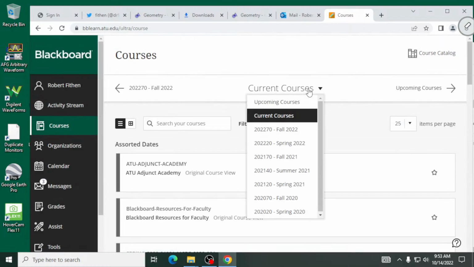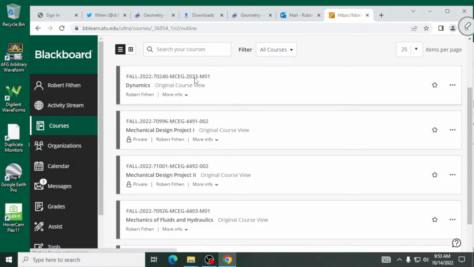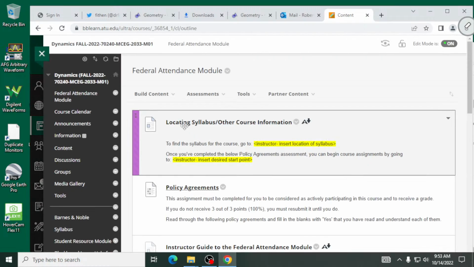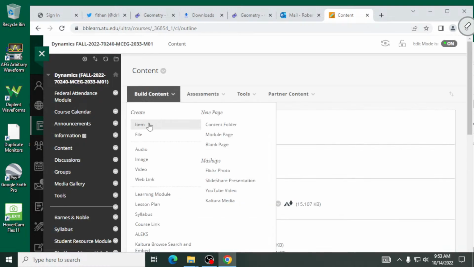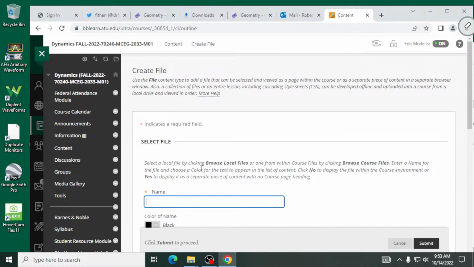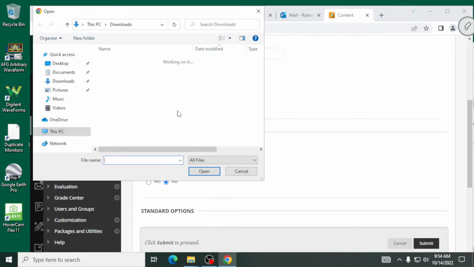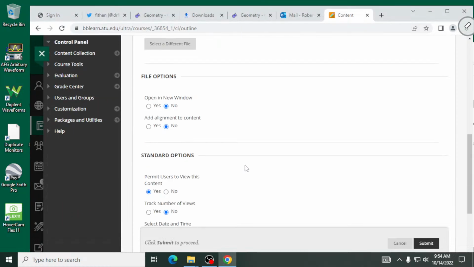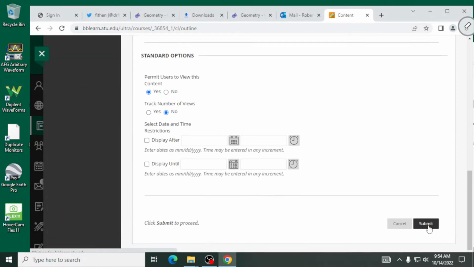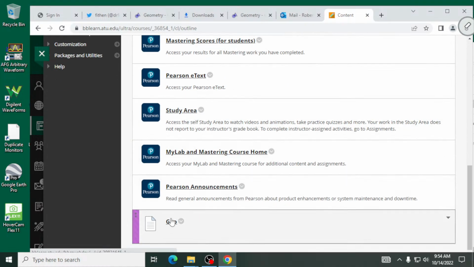Okay, so let me just see if I can post it somehow. This is fall, and this is dynamics. Let's just put it in content. Build content. Item? A file. Geo. Browse local files. Ah, there it is. That's it. Submit. So that'll be on Blackboard now? Yeah, it's the one called Geo.